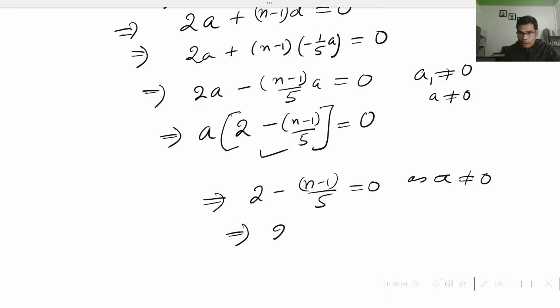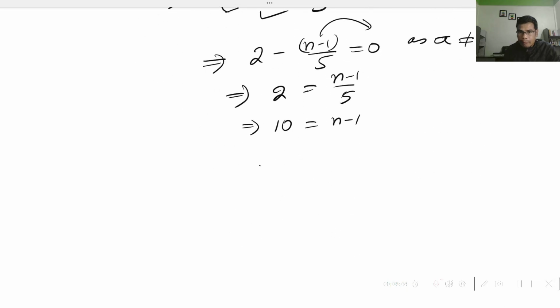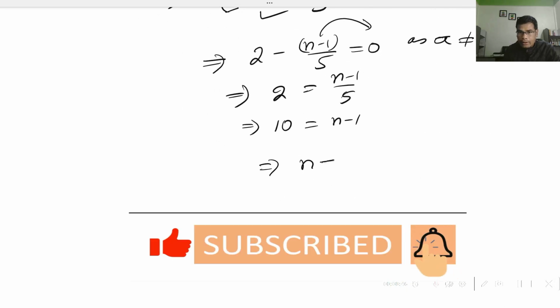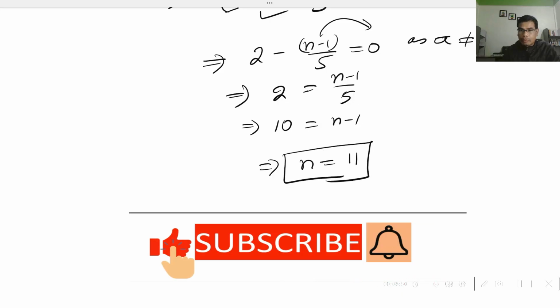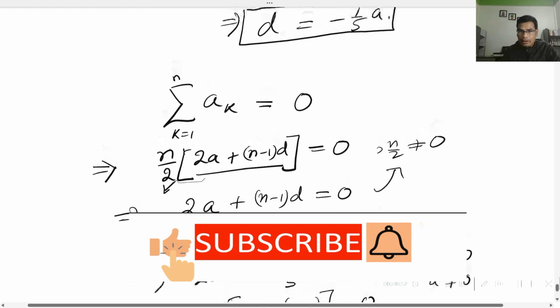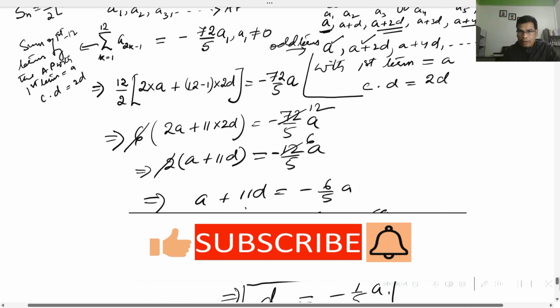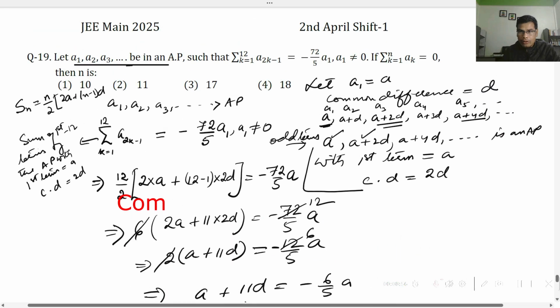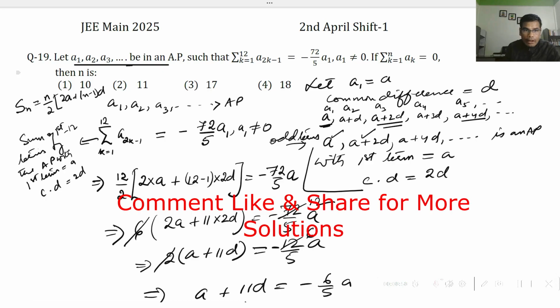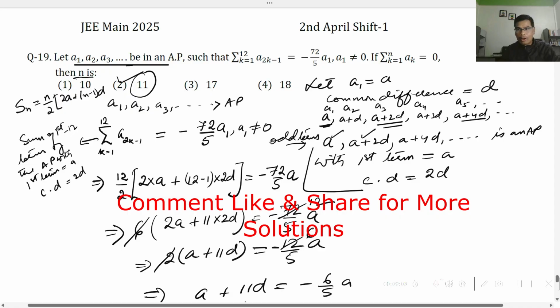Which implies that taking 2 to this side, it will be n minus 1 by 5, which implies 10 is equal to n minus 1. So n should be equal to 11. Therefore the value of n should be 11. Let us see if we have this option or not. Yes, the value of n is 11, which is the second option.